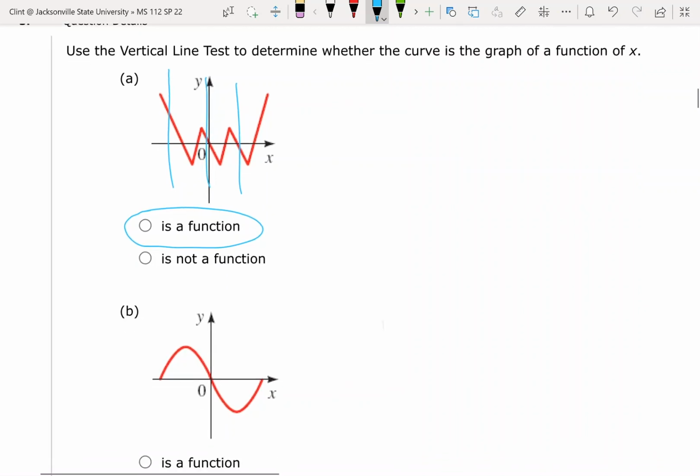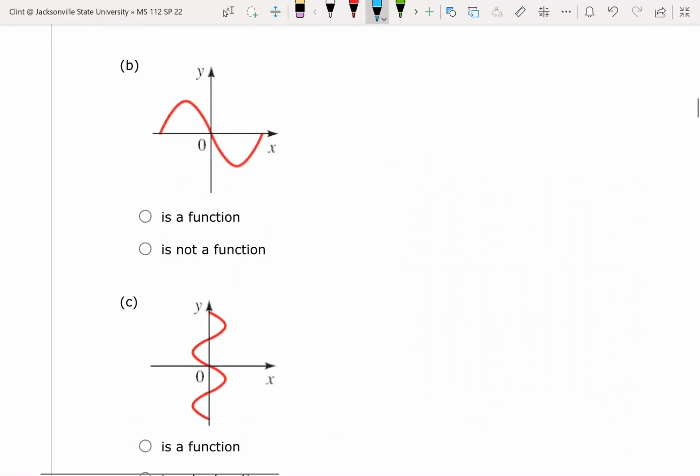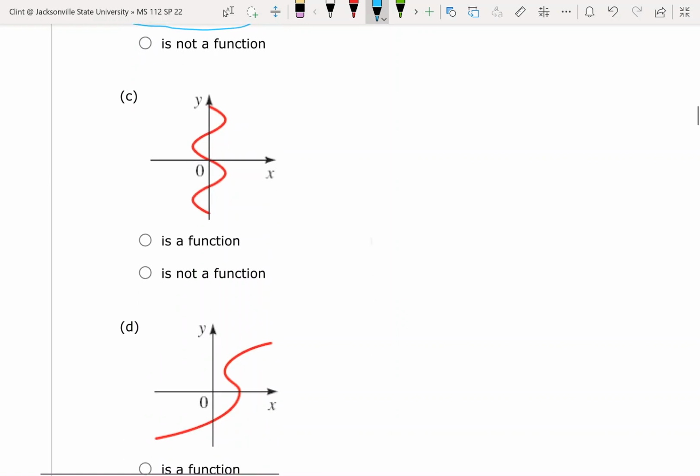What about B? What do you think? That one is a function. Again, nowhere we can draw in a vertical line where it touches it more than once. What do you think about C? C is not a function, because if we draw in a vertical line, like maybe in there somewhere, it's going to cross it more than once. That one's not a function.